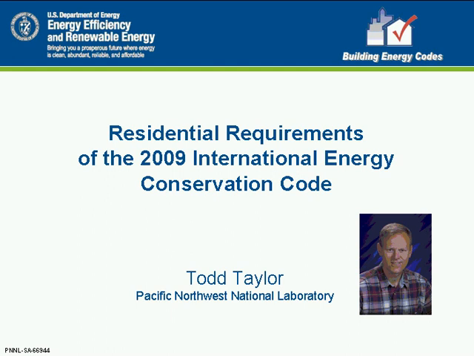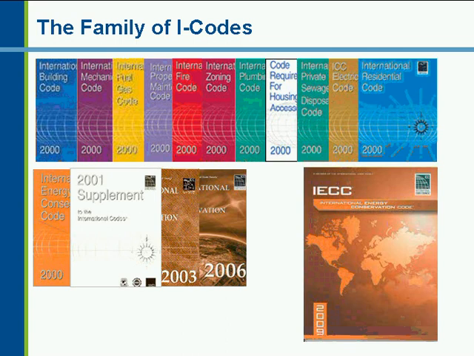As Rose mentioned, we are talking about the residential portions of the 2009 International Energy Conservation Code, IECC, today, and we will jump right into it. To begin with, let's briefly overview what this code is. This is one of a fairly large family of codes that the International Code Council puts out. We call them the I-codes. The additional codes that are out there include all your plumbing codes, your building codes, mechanical, etc. And of course, our interest today is the energy conservation portion, the 2009 in particular.